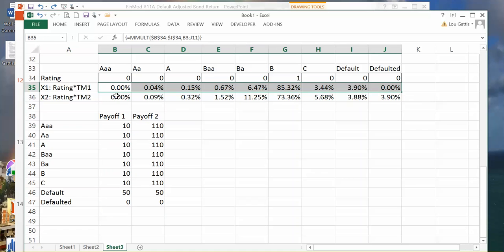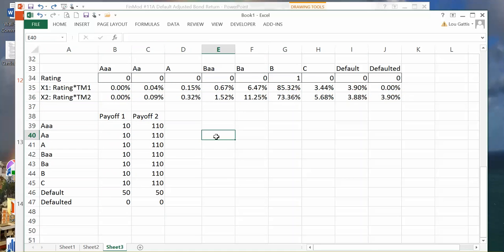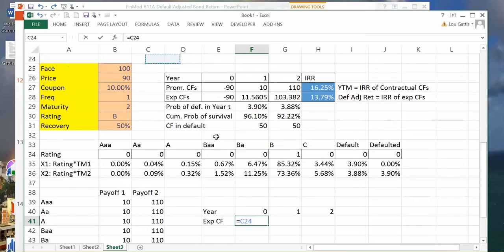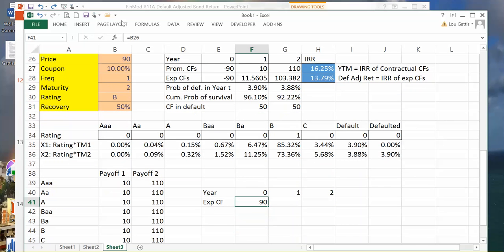So now I can calculate my year 0, 1, 2 and get my expected cash flows. I'll put in minus the price again. Need to put a negative sign in there. Now I can solve this problem here, right? I already calculated these values up here, by the way. I'll just show that.